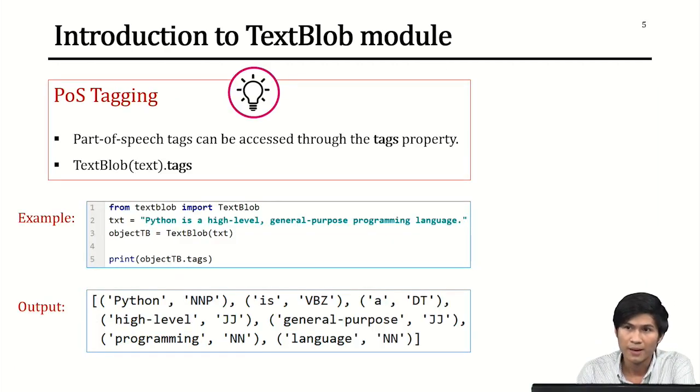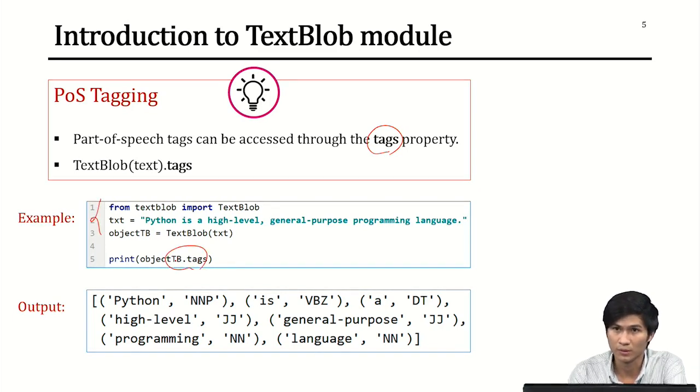When we work on part-of-speech tagging, we can access the part of speech for each word in the sentence. This can be done using the tags property. We can access it via the TextBlob object. So take a look at this example. We create a TextBlob object, and next we can access the part-of-speech tags using this command. As the result from running this sample program, we obtain the list of words together with their part of speech from the given sentence.